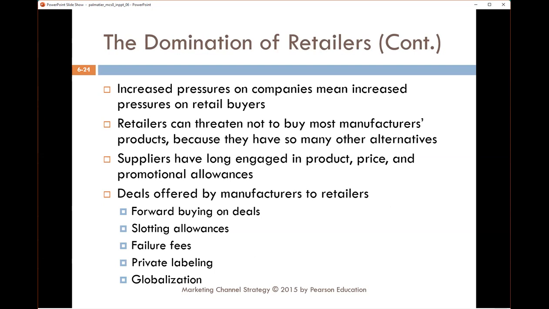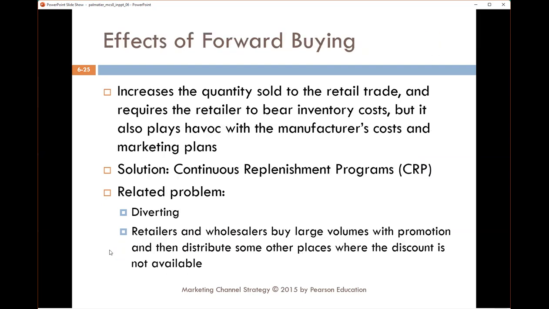So here's the problem. These are the deals that manufacturers offer to sellers, and they got bought, and they didn't. So the first was forward buying. The forward buy was not invented by Walmart, but it was kind of the natural result of just-in-time manufacturing, because just-in-time manufacturing does the same thing.